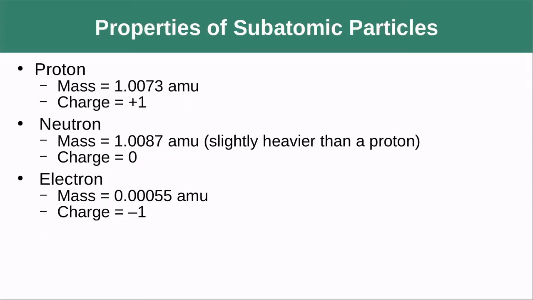So, to give you some perspective here, one proton is roughly 1 AMU, 1.0073 AMU. It has a charge of +1. A neutron is slightly heavier at 1.0087 AMU. It has no charge on it. And an electron is much, much smaller at 0.00055 AMU, with a -1 charge.